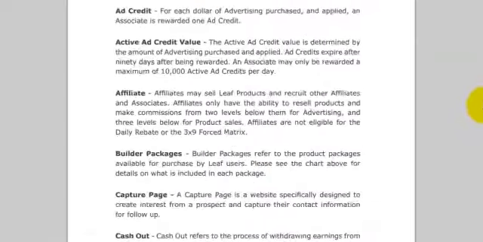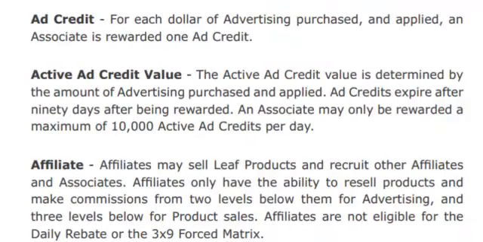Just a couple very important terms that I would like to go over with you before we complete this video. One of those is what is an ad credit? An ad credit is a reward that is received after the application of $1 in advertising. For each $1 of advertising purchased and applied, an associate is rewarded 1 ad credit. So if you purchase $100 in advertising, that's fantastic. But until you apply it to a campaign, you do not receive an ad credit for that.